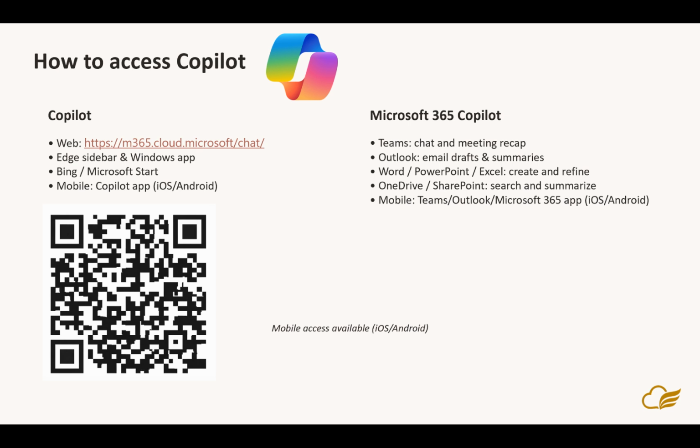Copilot can be accessed in several ways depending on how you work. You can use Copilot through the web, the Edge sidebar, the Windows app, or directly from the Start menu. Copilot is also available on mobile devices for both iOS and Android. In this course, we focus specifically on Copilot Chat. This is the main conversational experience where you can ask questions, explore ideas, and work with AI using natural language.